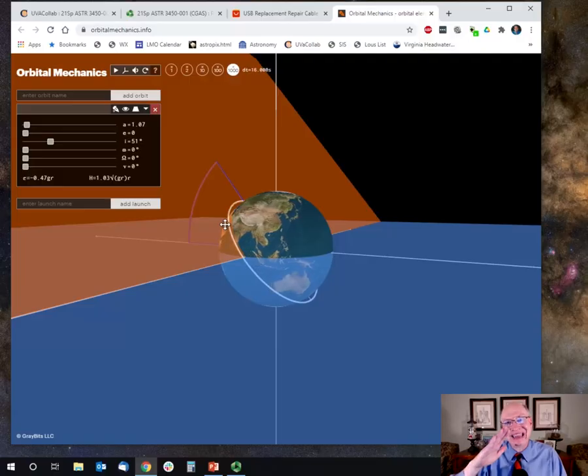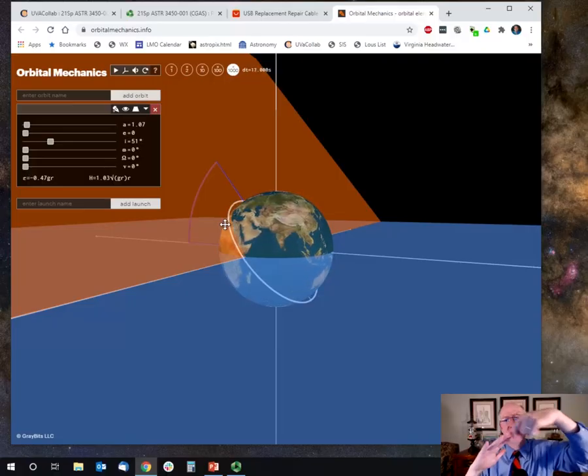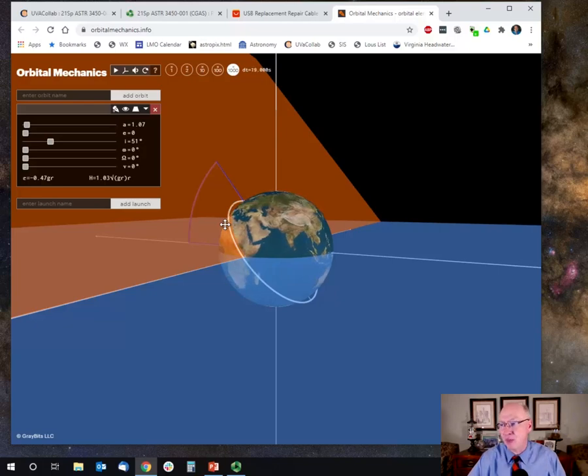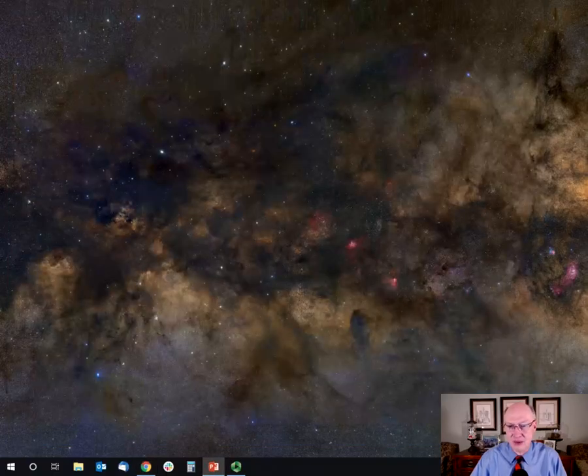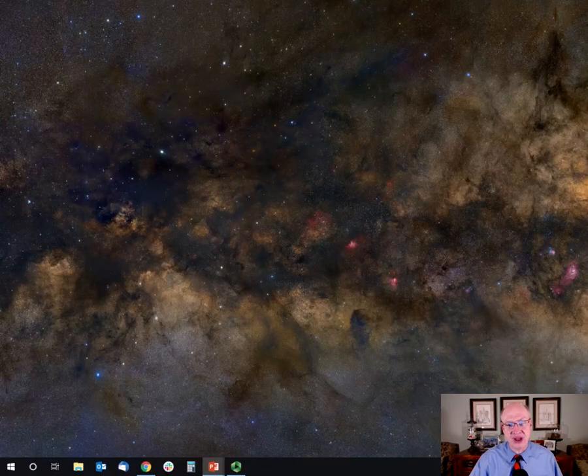So keep in mind that an orbit does not, and this is really important, orbits do not rotate with the Earth. An orbit stays still in space while the Earth rotates underneath it. That's going to be really important to understand when we talk about polar orbits in a little while. So let's go ahead and put that aside for now. Just wanted to mention that before we move on to our next topic.